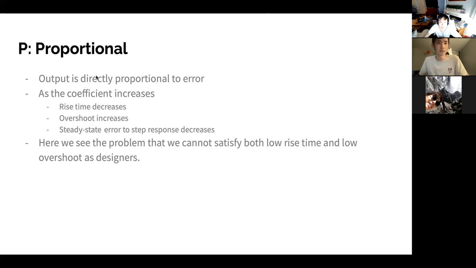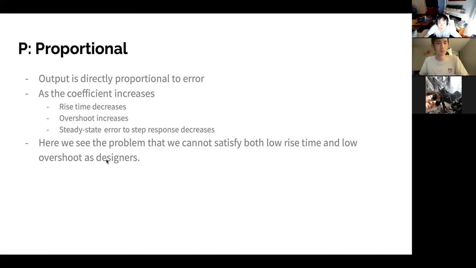For proportional control, the output is directly proportional to error, like we talked about. One thing we're talking about is what will happen if we were to increase this coefficient. We already talked about how rise time would decrease because it will reach its target faster. We talked about how overshoot will increase because it will attempt to reach its target faster, but then it won't stop and it'll just keep going. And lastly, it'll decrease steady state error to step responses. It will still exist, but it will decrease if you increase your coefficient, because it will take a smaller error to create the same steady state, basically.